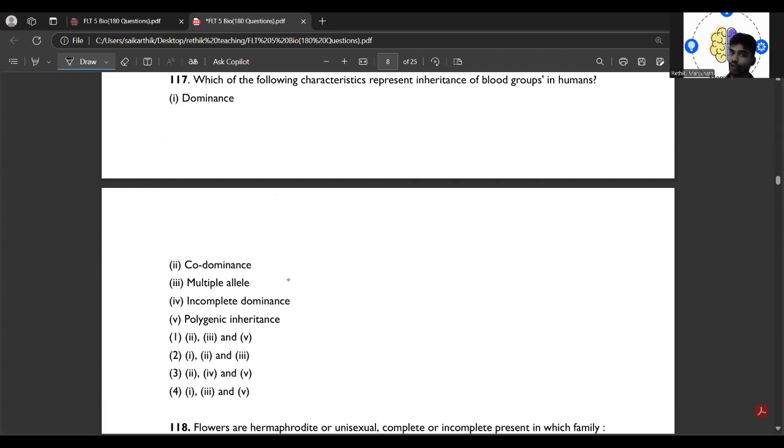Next 117. Which of the following characteristics represents the inheritance of blood group in humans? Yes, it is codominance, right? One is obviously codominance. Then the first one, that is dominance, is fine. And the next one would be the multiple allele.